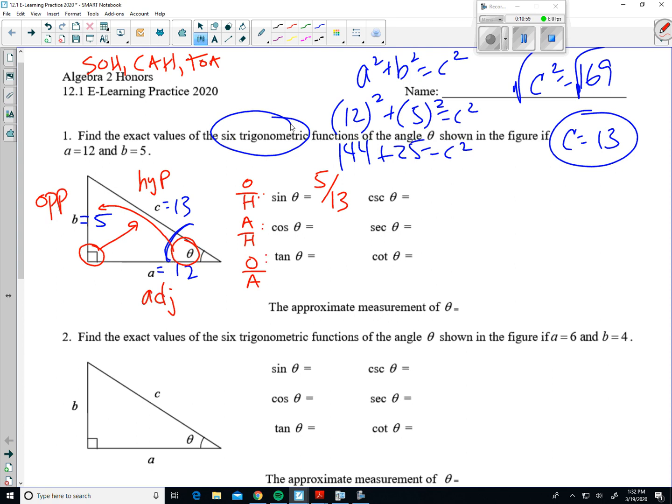So cosine, by definition, if we're looking for cosine, it's adjacent over hypotenuse, so that'd be 12 over 13. And then we're trying to find tangent. Tangent is opposite over adjacent, so that'd be 5 over the 12.